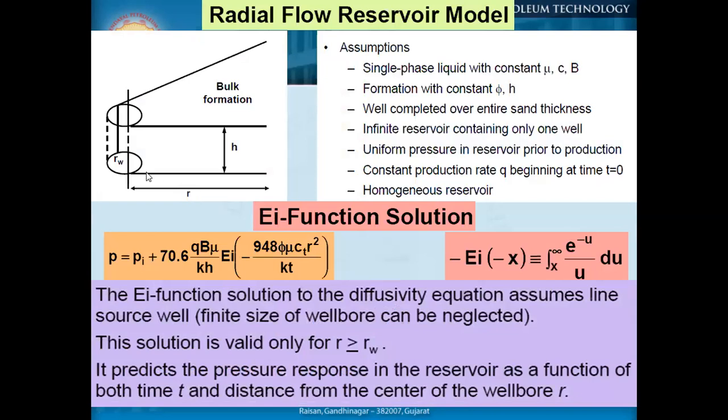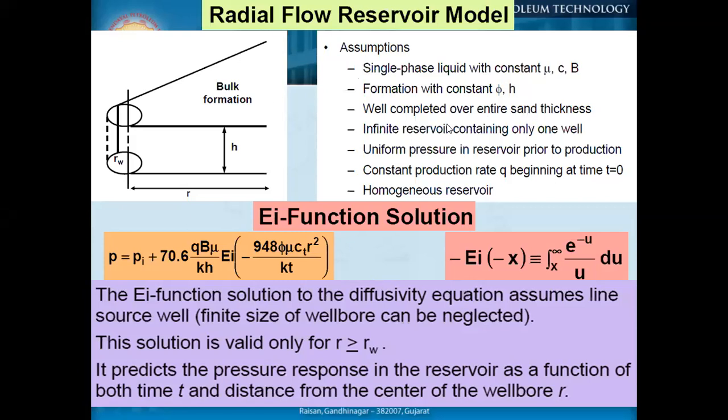Before going into the solution, let us look at the assumptions or approximations we take for solving it. We generally assume a single-phase reservoir with these properties. The fluid is a single-phase liquid with constant viscosity, compressibility, and formation volume factor. The formation has constant porosity and thickness. We know porosity is not homogeneous throughout the reservoir, but for the sake of solving these equations, we consider the thickness and porosity of the reservoir to be constant. The well is completed over the entire sand thickness.